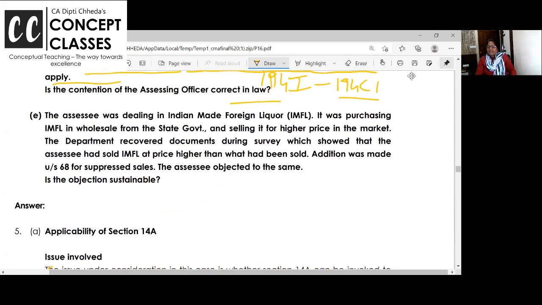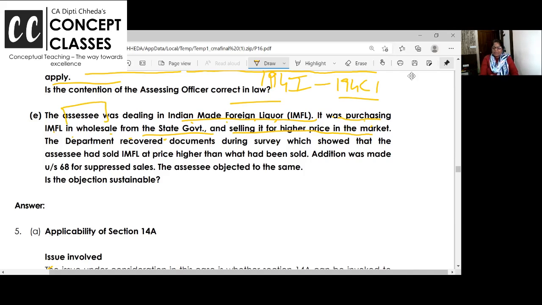SSC was dealing in Indian-made foreign liquor. Yeah, this is the last one for today. We will do more case laws and more MCQs in tomorrow's class. Okay? Right. Make sure you keep responding, all of you, the way you are doing now. The SSC was dealing in Indian-made foreign liquor. It was purchasing Indian-made foreign liquor in wholesale from the state government and selling it for higher prices in the market. Okay? So what they were doing? They were purchasing from the government Indian-made foreign liquor and they were selling in the open market.